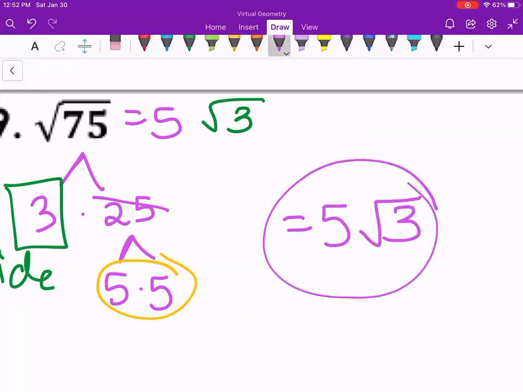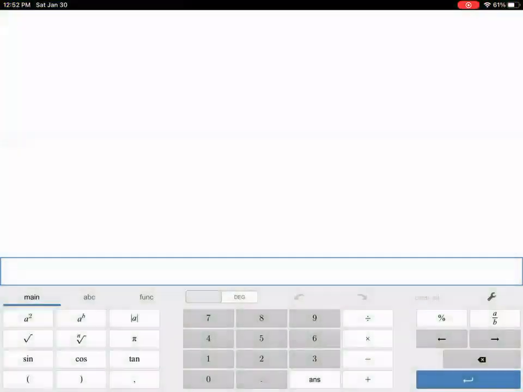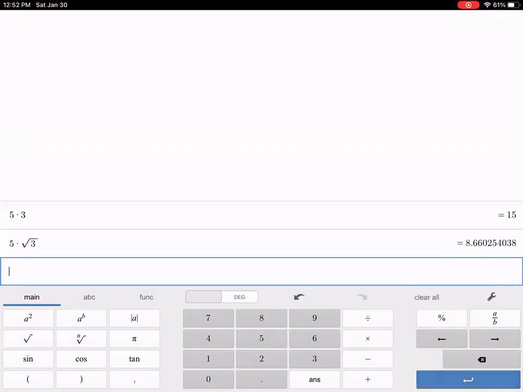Now again, this is not the same as 5 times 3, because 5 multiplied by 3 gives you 15. But again, this is the square root of 3. And to show you what I'm talking about, let me pull up my calculator real quick to show you you actually get 2 different values. If all I do is 5 times 3, there's my 15 over on the right. But 5 times the square root of 3 is a decimal value, all right? So they are not the same thing.